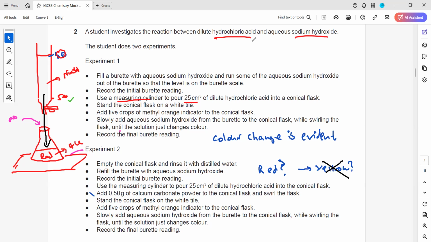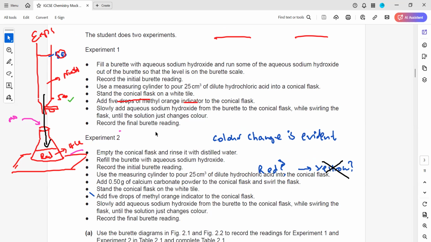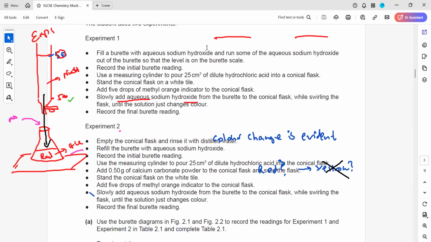Then slowly add the sodium hydroxide and swirl the mixture until the solution changes color and record the final burette reading. That is what we did in experiment one. This was our experiment one. Then we empty the conical flask and rinse it with distilled water, and then we refill the burette with the sodium hydroxide.